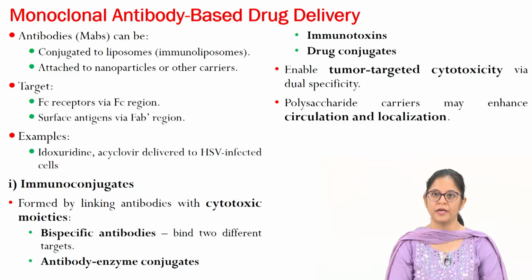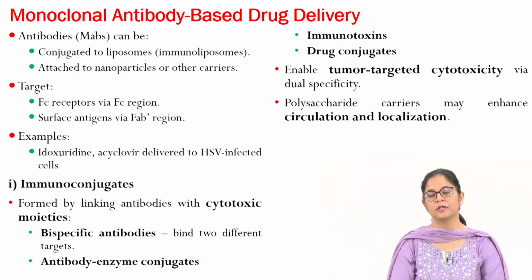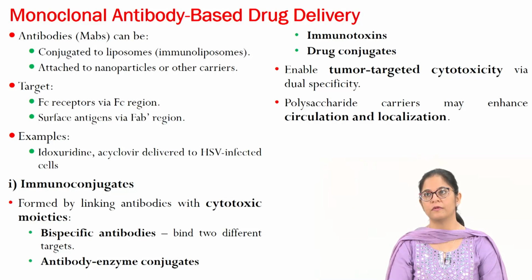Immunoconjugates are formed by linking antibodies with cytotoxic moieties. Bispecific antibodies bind to different targets. Antibody enzyme conjugates like immunotoxins or drug conjugates enable tumor targeted cytotoxicity via dual targeting. Polysaccharide carriers may enhance circulation and localization.